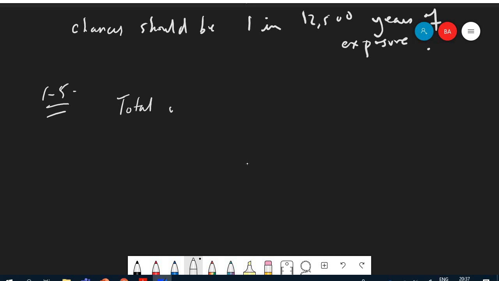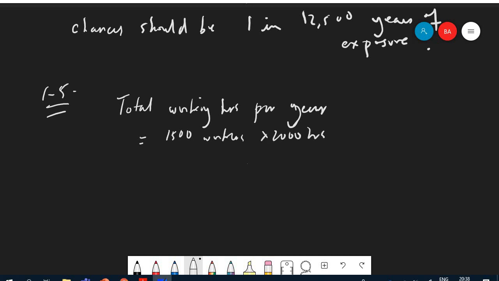So the total working hours, because I'm having many people there, so the total working hours per year is going to be equal to 1,500 workers multiplied by, you remember, 2,000 hours. Okay, so 2,000 hours per one worker. That will be 3 × 10^6 hours. So I have the number of hours.